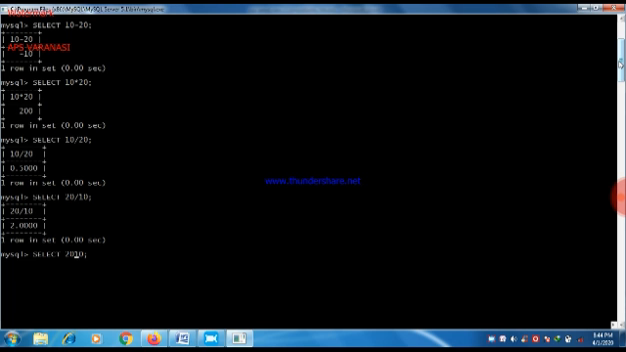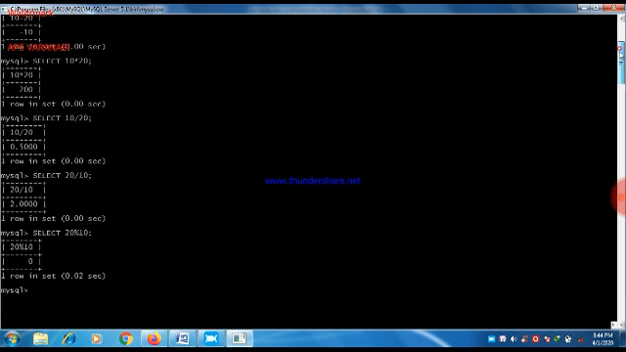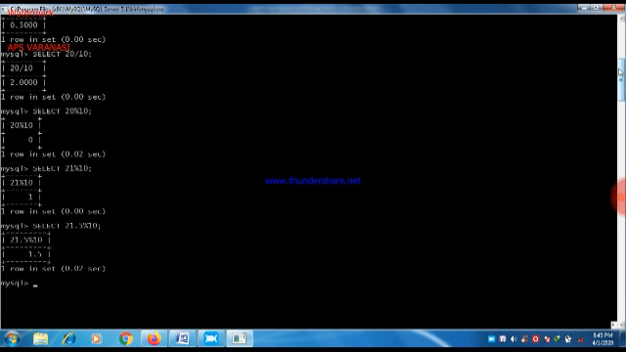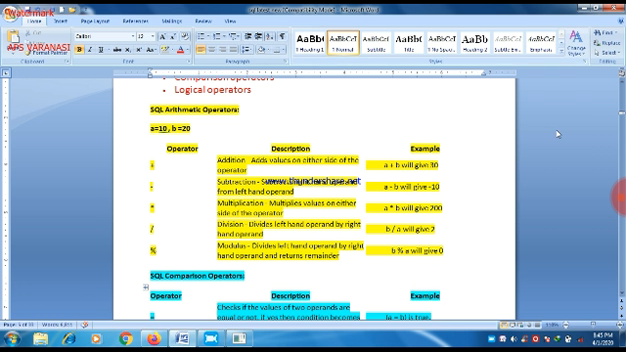And modulo division gives us the remainder. So 20 modulo 10 gives answer 0 because the remainder is 0. And if we take the value 21 instead of 20, then the answer will be 1. Let us take the value 21.5, then the remainder will obviously be 1.5. So these are the arithmetic operations: addition, subtraction, multiplication, division, and modulo division.